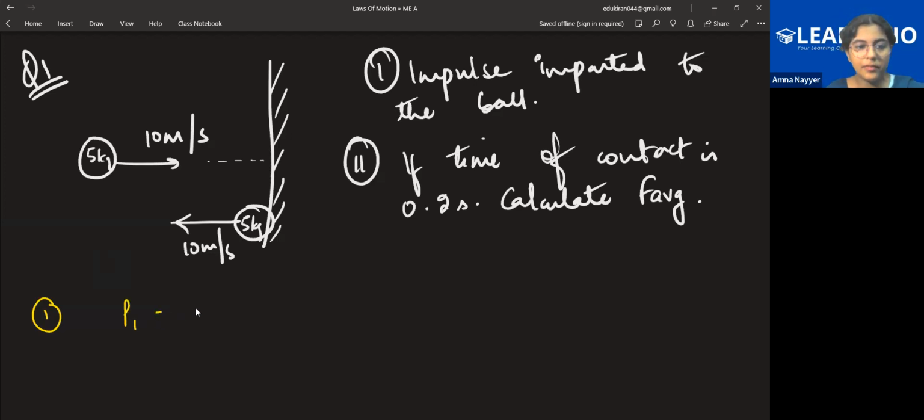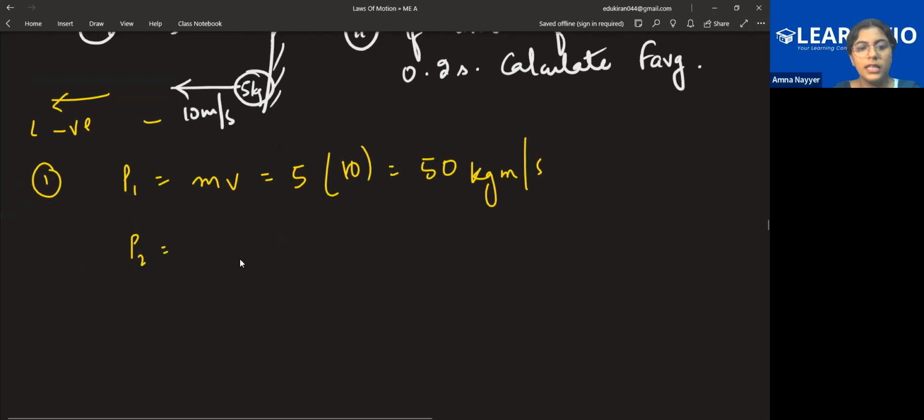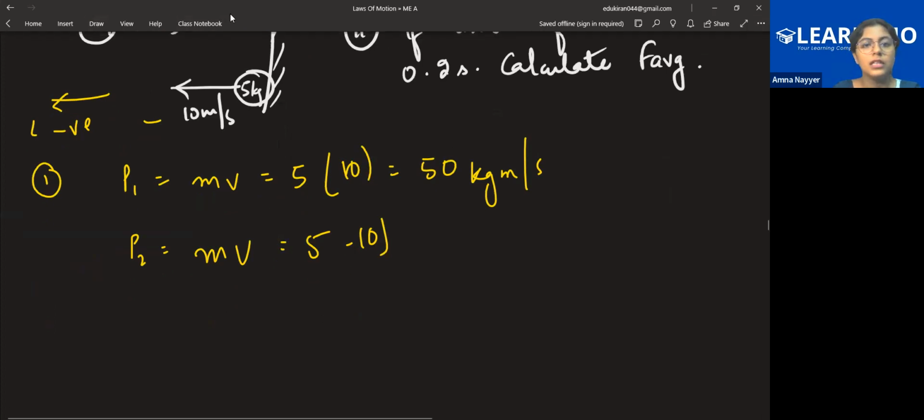So for momentum, P1 is equal to mass into velocity. Mass is 5 kg, velocity is 10 meter per second. Now one we have to choose positive, other we have to choose negative because of sign convention. Let me take right side as positive and left side as negative. So this is 5 into 10, which is equal to 50 kg meter per second. Second momentum, that is P2, is M into V. This is 5 into minus 10, which is minus 50. So this is P1 and P2.